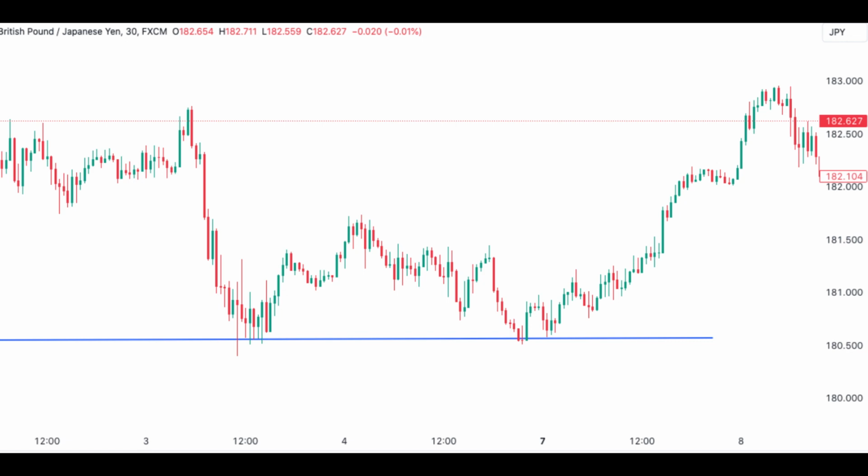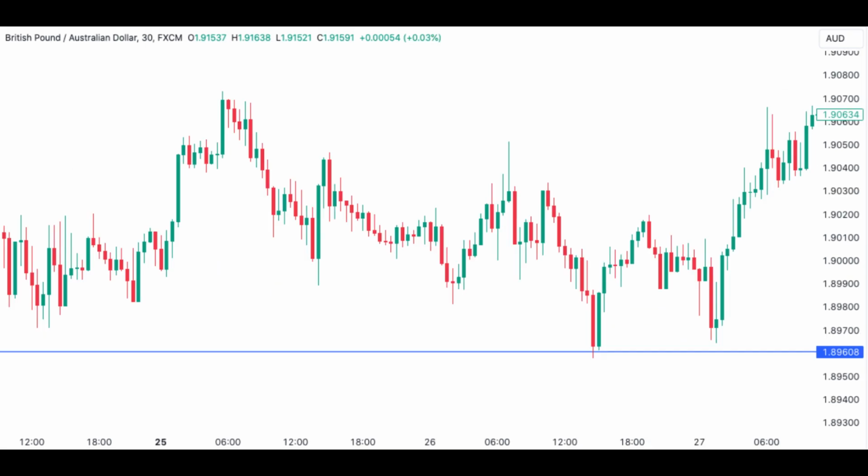Once it gives some signs of rejection, like here, then you enter in for your buy and your stop loss just below this candlestick. Another example here, price came to the support, couldn't break through it, you buy immediately and ride all the way up.